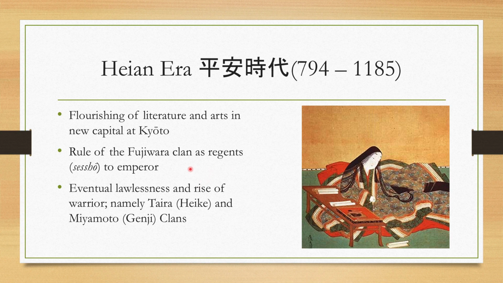During this period, the introduction of the kana alphabet, of hiragana, and writings in that style all developed during this time. Politically, the Fujiwara clan was the most powerful, and they ruled ostensibly as sessho, or regents to the emperor. So they're ruling in the emperor's stead, but in fact they maintained actual political control. The Heian period ends in a period of lawlessness and a rise of warrior clans, especially the Taira or Heike, and the Minamoto, not Miyamoto, sorry, or Genji clans.